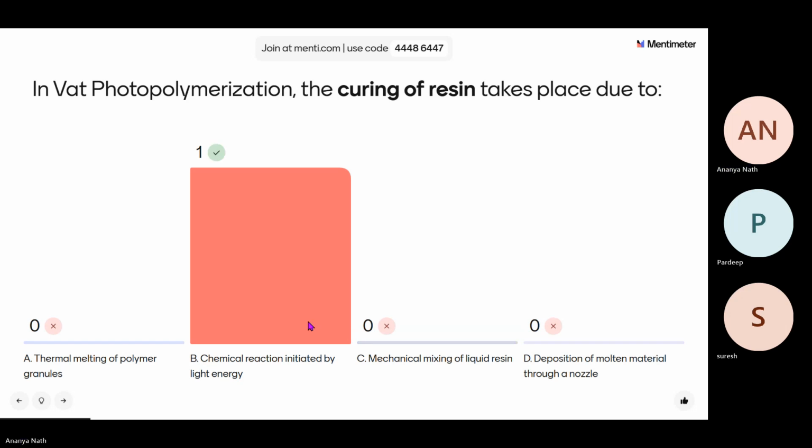Did you answer? Yes. Okay, you answered correctly. Good. The curing of resin takes place due to the chemical reaction initiated by light energy. So for wet photopolymerization, we have the monomers of the liquid resin. When the light, meaning the laser light or the UV light, falls onto it, the photopolymerization reaction happens. Photo means light, polymerization means the chain reaction between the monomers to get the polymer. So that is nothing but a chemical reaction. Curing means chemical reaction initiated by light energy.